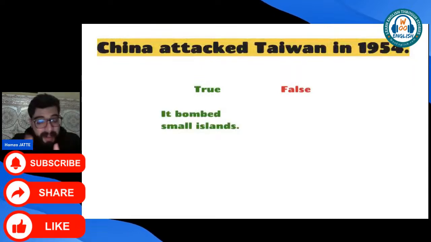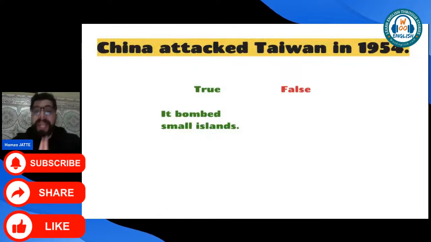Why? If you remember, because when the Communist Party took over China and controlled China, a lot of people who did not agree with the Communist Party fled or ran away to the Taiwanese island.